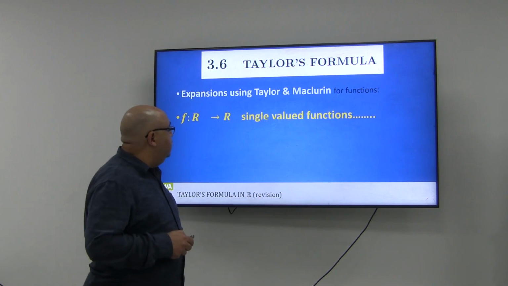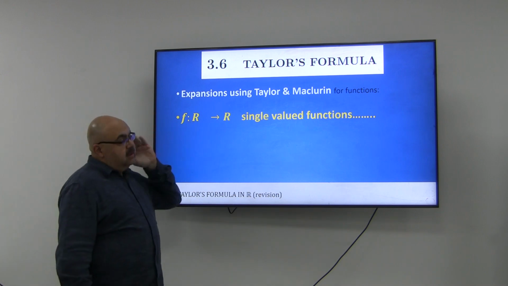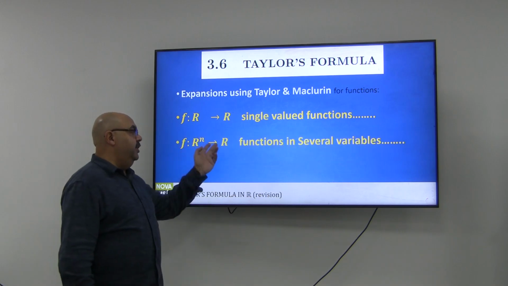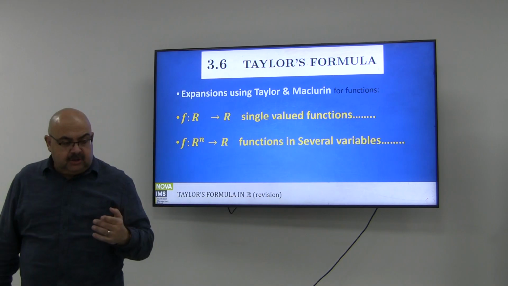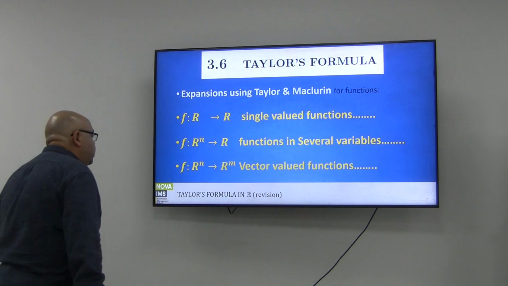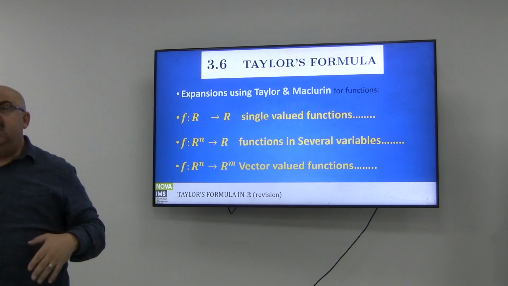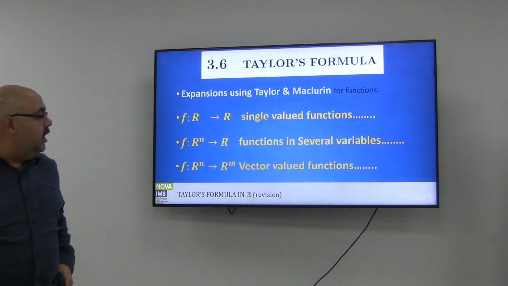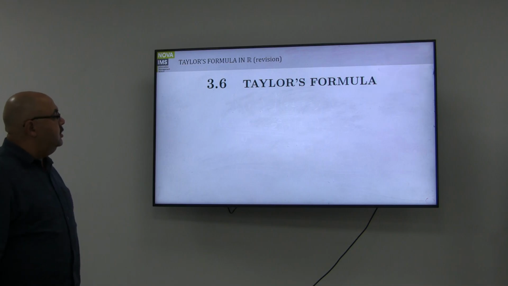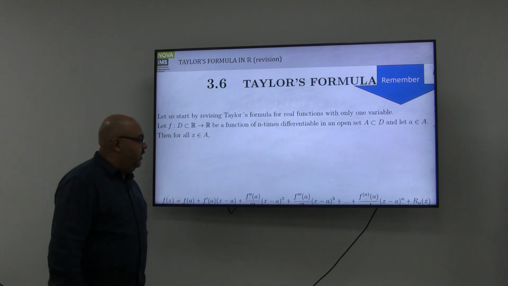Today we will try to deal with single valued functions in order to memorize what Taylor is and what it is doing, and then go from Rn into R, functions in several variables. I don't think we will be able today to take the expansion for vector valued functions. We are not going to have it, but this is generally how to use Taylor in various types of functions. Let's talk first about the case of Taylor when you are dealing with one variable.